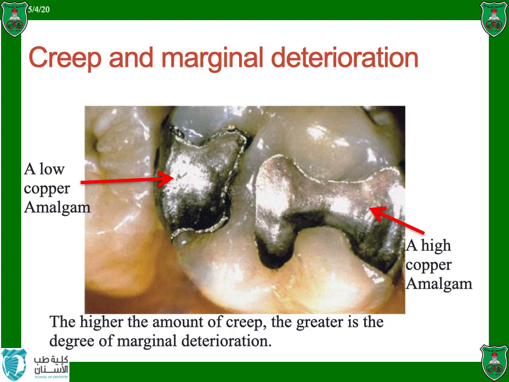Now, why do we have more deterioration on the margin? The creep will change the restoration shape over time. There will be a protrusion of the restoration at the margin. This protrusion will be subjected to tensile stresses instead of compressive, and you remember amalgam is weak under tensile stresses. So there will be a fracture of those small protrusions of the restoration at the margin, and that's why we end up with this shape of the restoration.